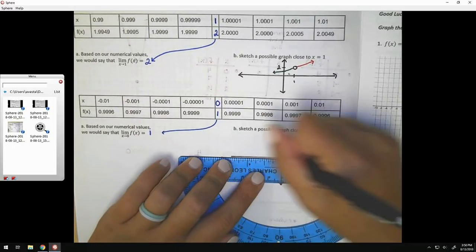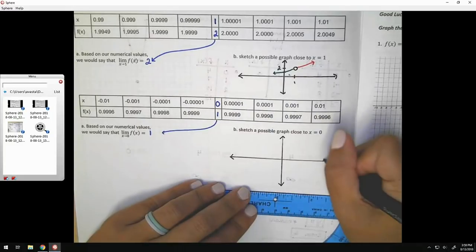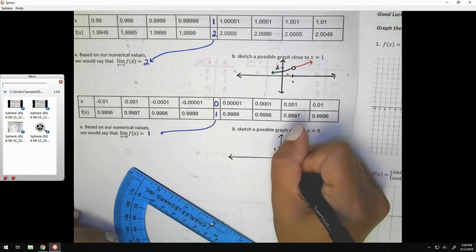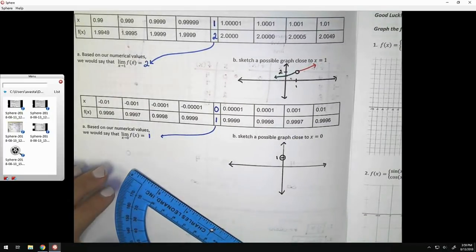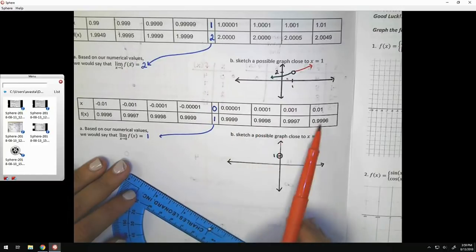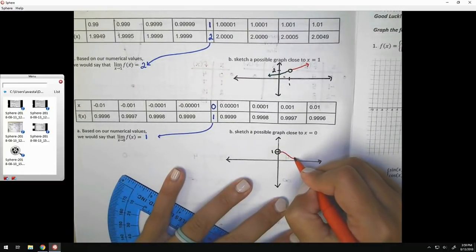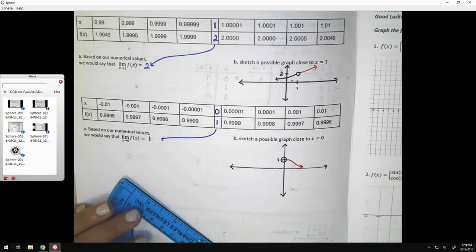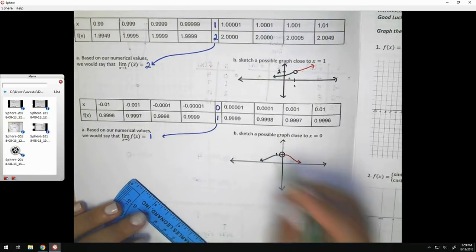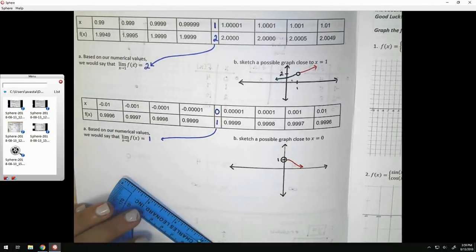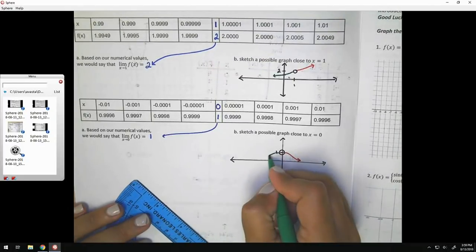I'm just going to draw some blank axes. I know that when x is close to 0, it seems like y is close to the number 1, so I'm going to put an open circle there. And then when I'm bigger than 0, positive numbers, these numbers are smaller than 1, so I'm going to make this side of the graph go down. And again, when I'm less than 0, these numbers are also smaller than 1, so I'm going to make this side of the graph also decrease.